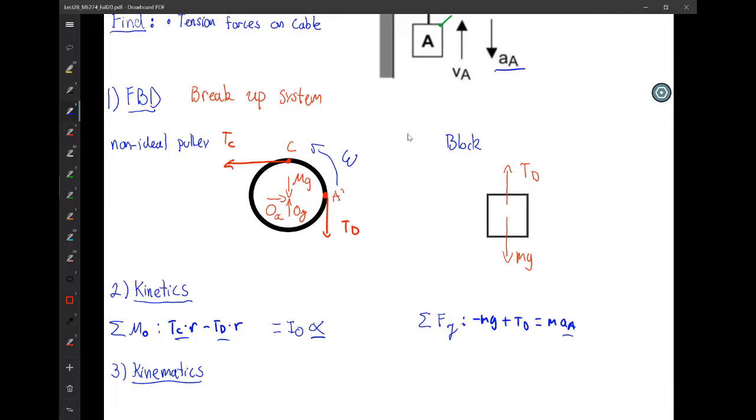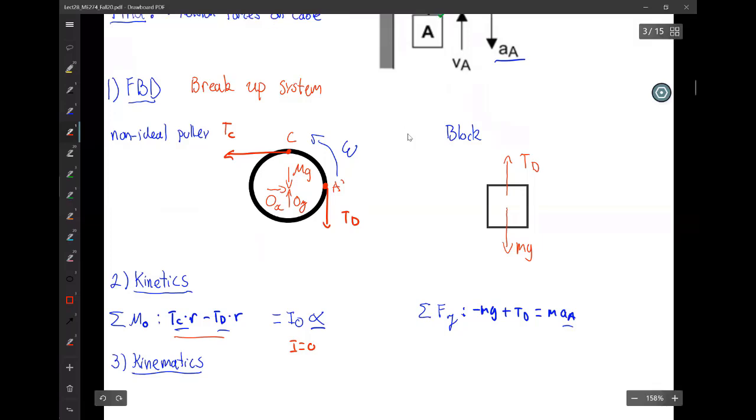Now, again, for an ideal pulley, this would be 0, and then the tensions would be equal. This is the origin of why the tension is changing, okay? The fact that the pulley has a mass now. Okay, so kinematics, what do we know? We know that this one is negative, right? The acceleration of A, by the problem statement.